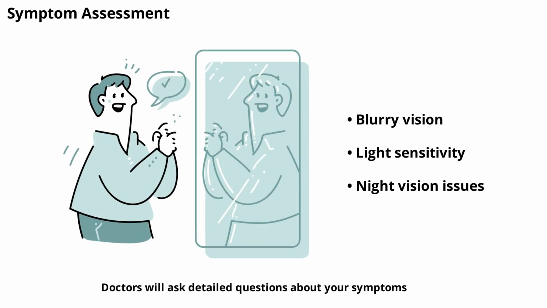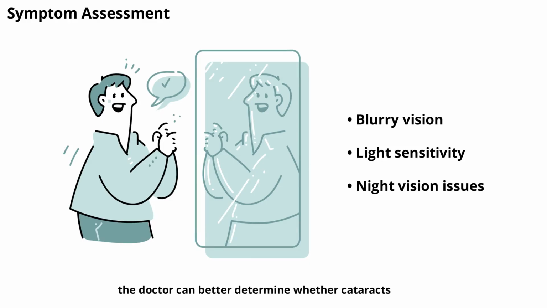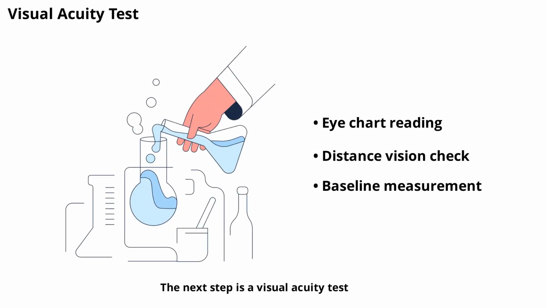Doctors will ask detailed questions about your symptoms. Common cataract symptoms include blurry or dim vision, increased sensitivity to light and glare, seeing halos around lights, frequent changes in eyeglass prescription, and difficulty with night vision. By understanding the specific symptoms you're experiencing, the doctor can better determine whether cataracts are likely and what further tests are necessary.